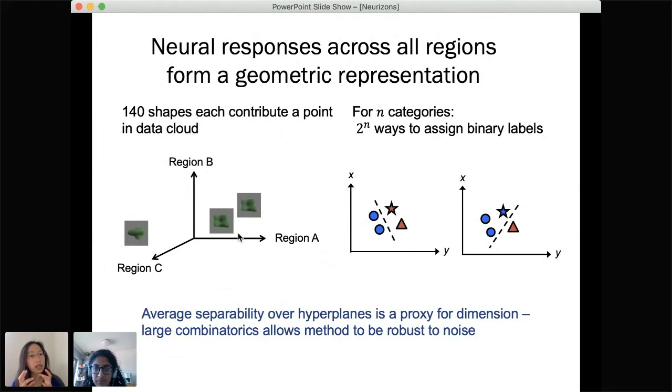And now we can just test or measure the dimension of this data cloud. We're going to measure the dimension of this data cloud by using this method that I had explained before about assigning binary labels and going through all the possible assignments and looking at, on average, how easy it is to separate these different binary assignments from each other.